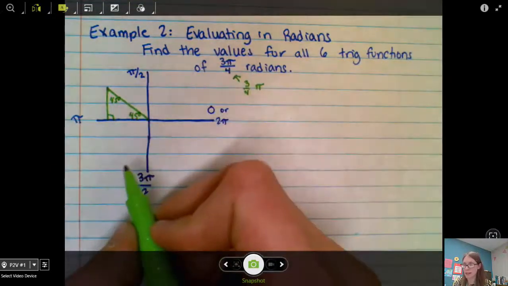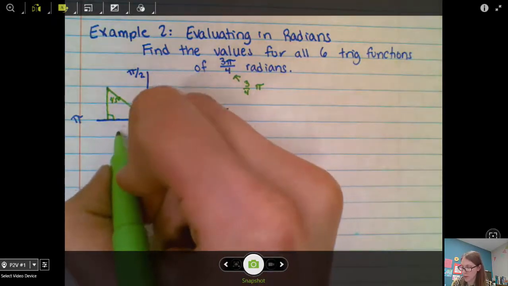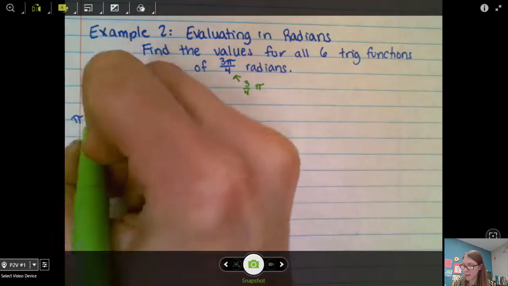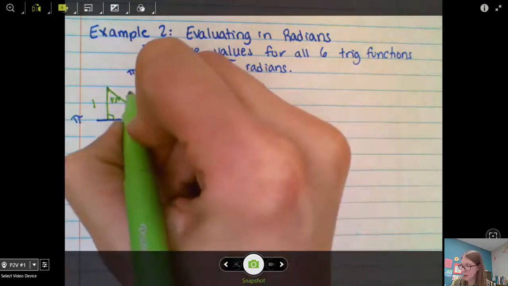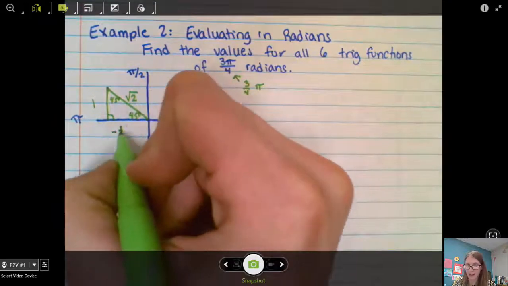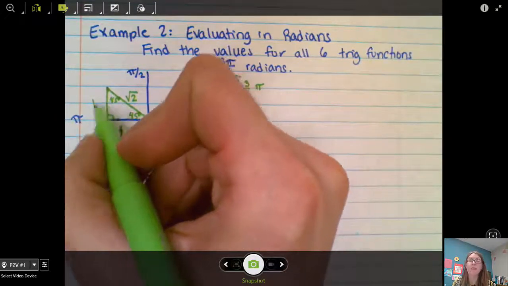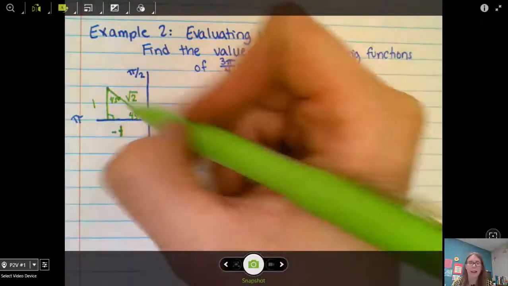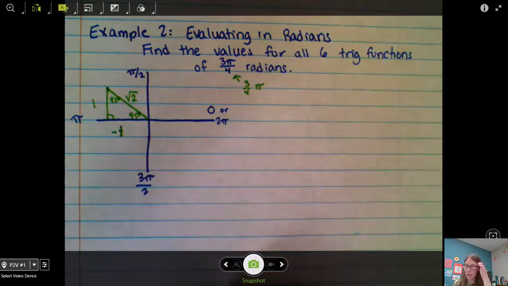And if we label our side lengths with what we know, with our special right triangles, our legs are each 1, and our hypotenuse is the square root of 2. But since we had to go to the left, this is a -1. We're above, this is a +1. And then again, hypotenuse is always going to be positive. So we got our triangle labeled.